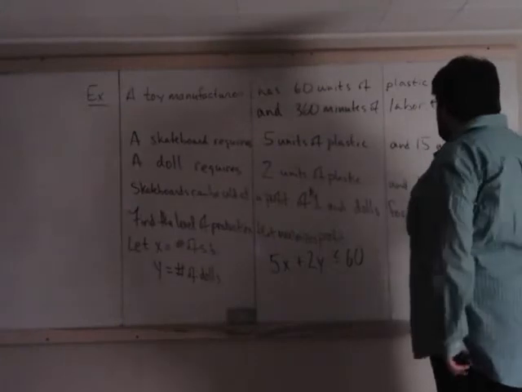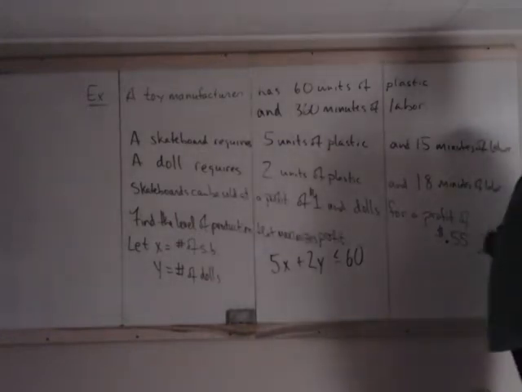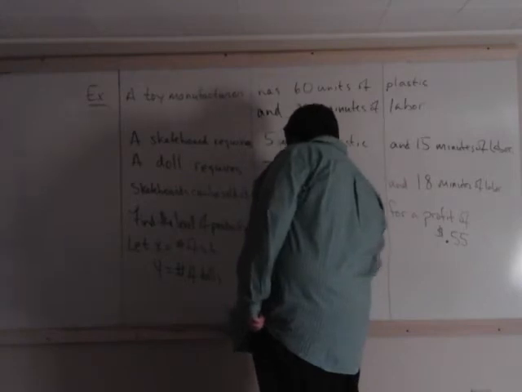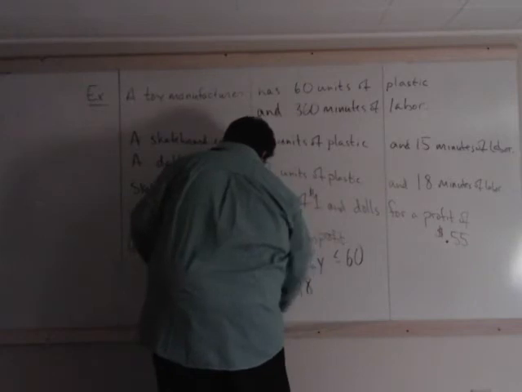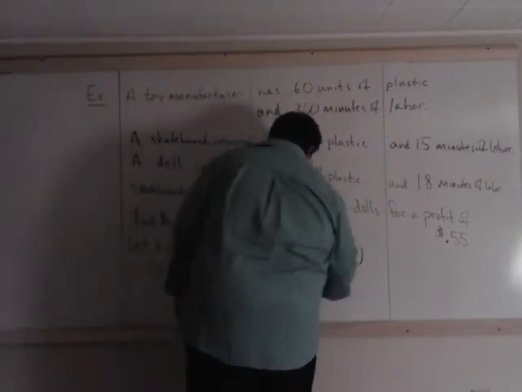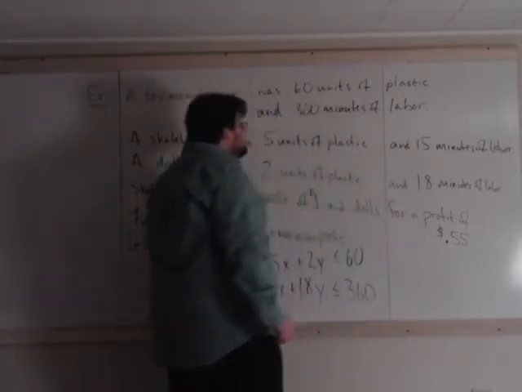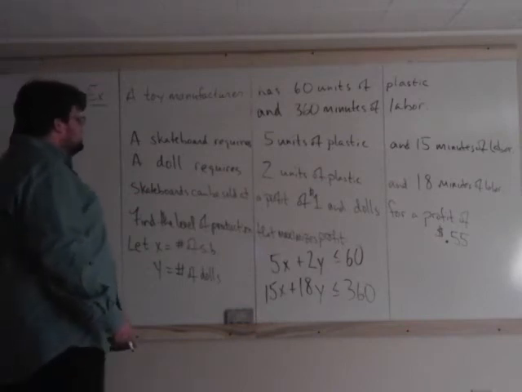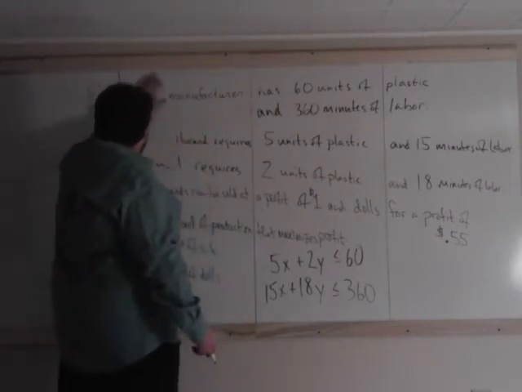Well, what about the labor restriction? We have a second constraint. Each skateboard is 15 minutes of labor. Each doll is 18 minutes of labor. And our total labor must be less than or equal to 360 minutes. So we have 2 equations from all that information, so I can erase the first few parts of this example.